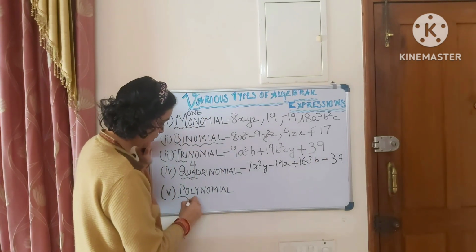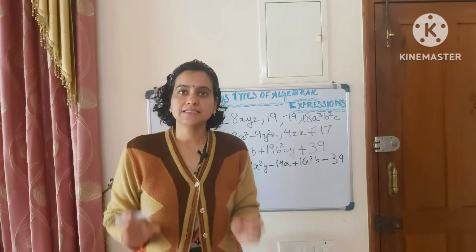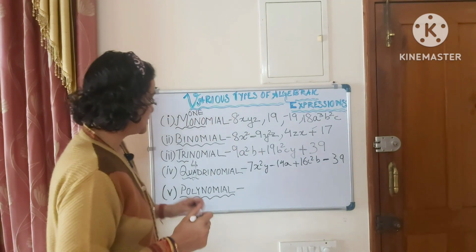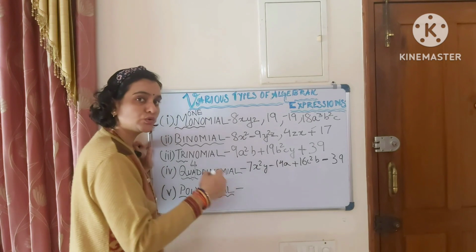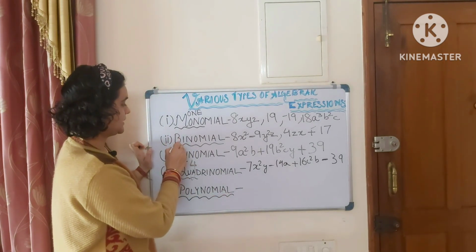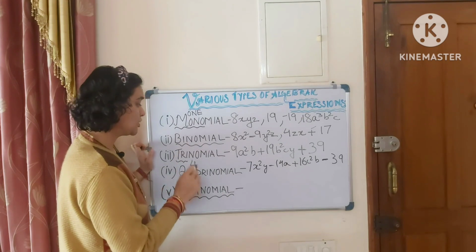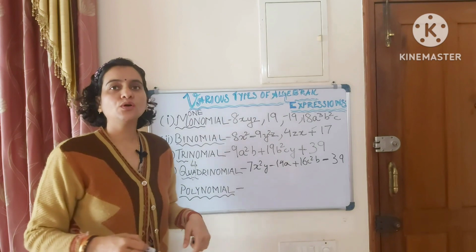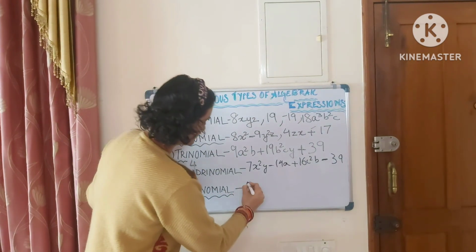Now let's understand what is a polynomial. A polynomial is any algebraic expression which has 2 or more terms in it. That means even if there are more than 4 terms, or 5 terms, I can call a binomial a polynomial, I can call a trinomial a polynomial, I can call a quadrinomial a polynomial, and if there are more than 4 terms, it is also called a polynomial.